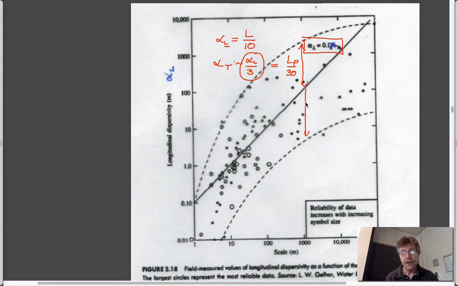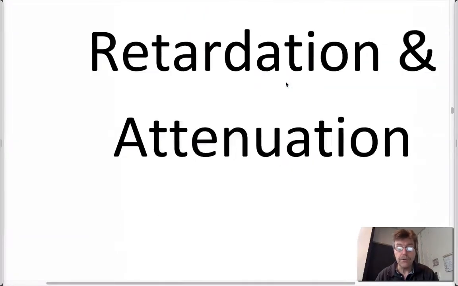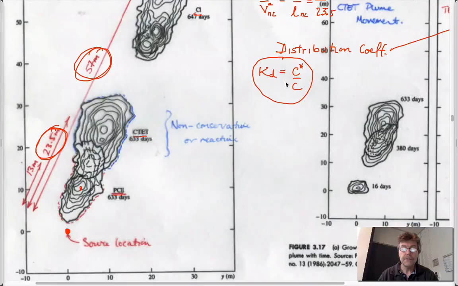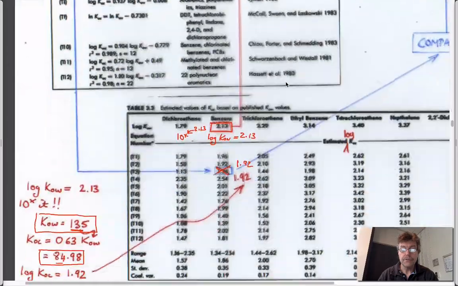Not a number set in stone, because you remember this big spread either side. This 1 over 10 parameter is just this line here. And there's a huge amount of scatter either side, but at least it's a ballpark, a way of being able to rationally choose something. Choose something anyway. All right, let's see if I can find my way back to where I was.